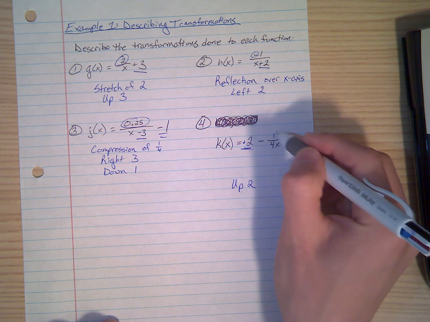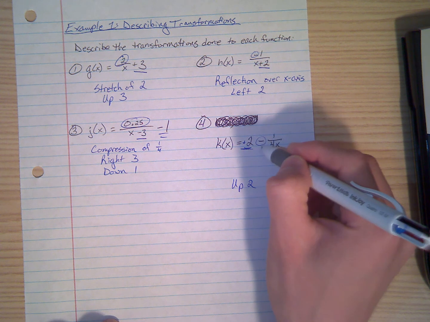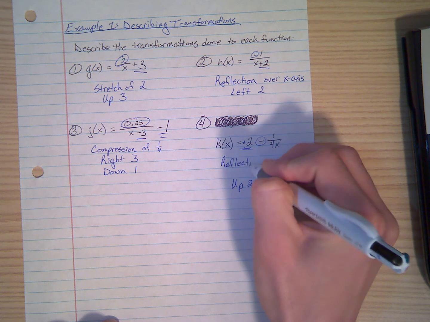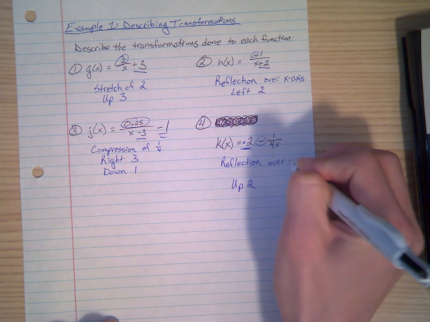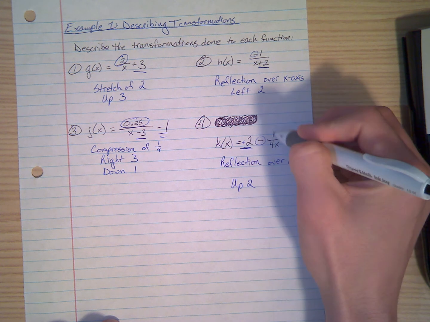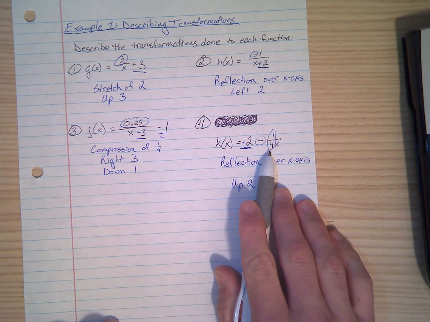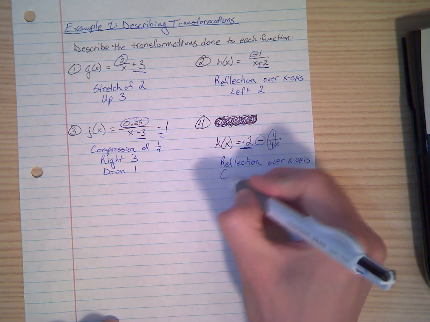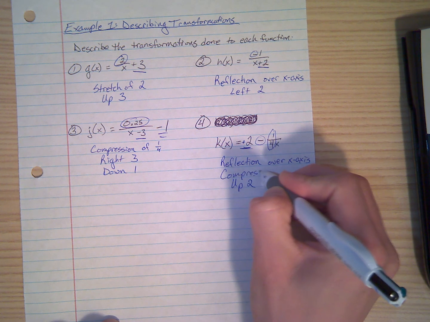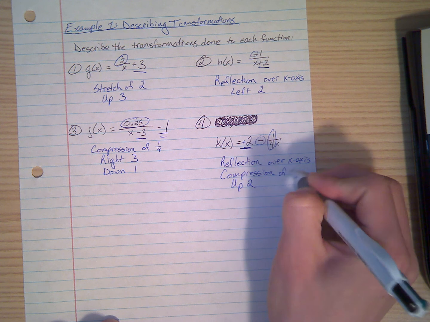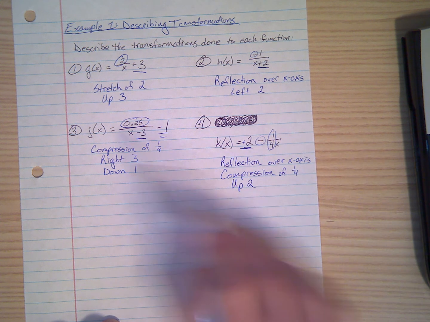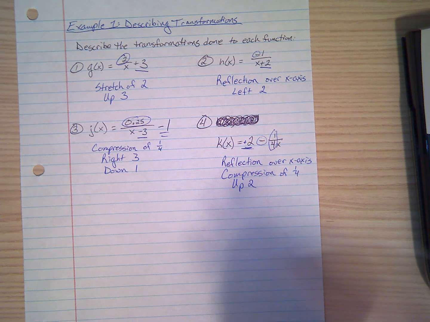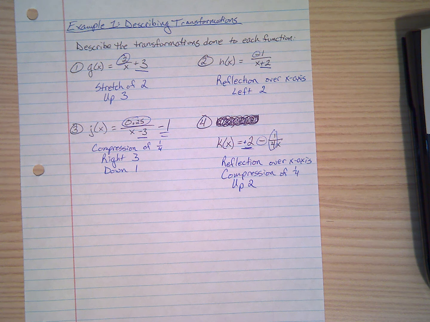Okay, the fraction itself is negative. You see the negative in front of the fraction. That's a reflection, so this is actually being reflected over the x-axis. And then finally, we see this 1/4. I told you if you have a number in the denominator which creates a fraction less than 1, that is actually a compression of 1/4. So this 0.25 in the numerator or the 1/4 in the denominator, I guess the 4 in the denominator, they mean the same thing.